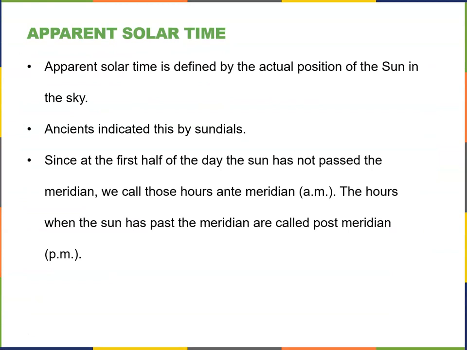Ancients used apparent solar time, or the position of the sun in the sky, to tell time with sundials. We can use apparent solar time to define the hours of our day in halves. During the first half of the day, the sun hasn't passed the meridian yet, so it is ante-meridian, or AM. When the sun has passed the meridian, it is called post-meridian, or PM. This is where we get the AM and PM hours of our day.